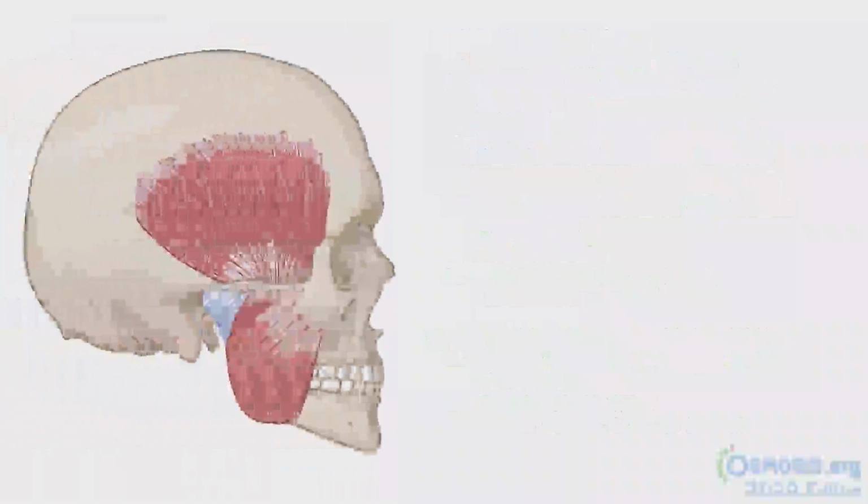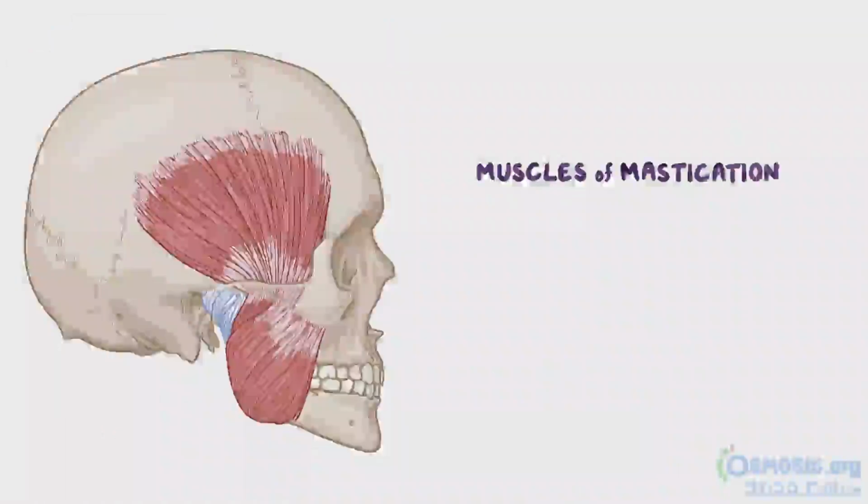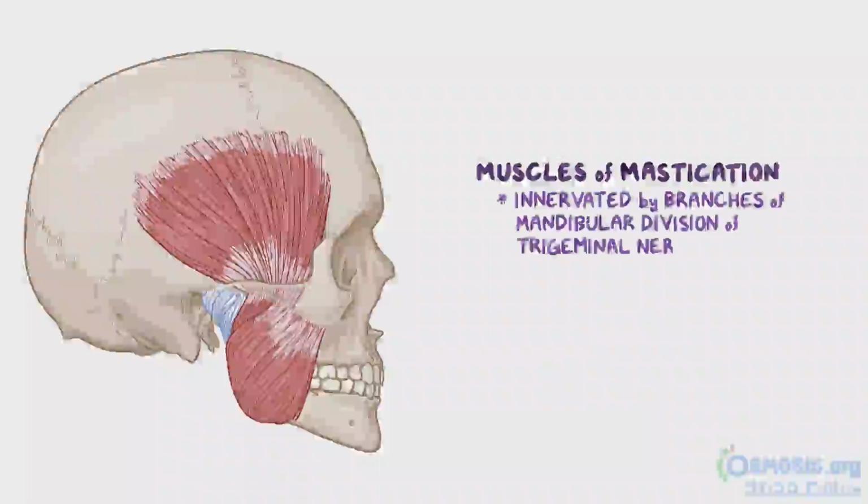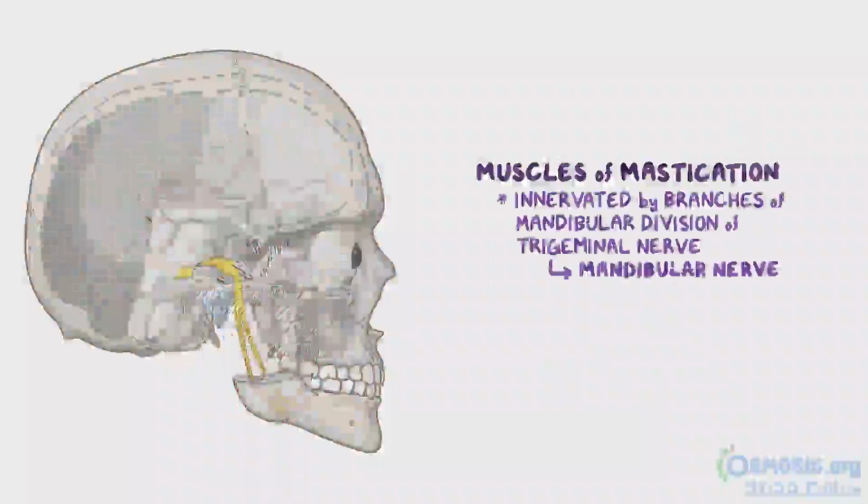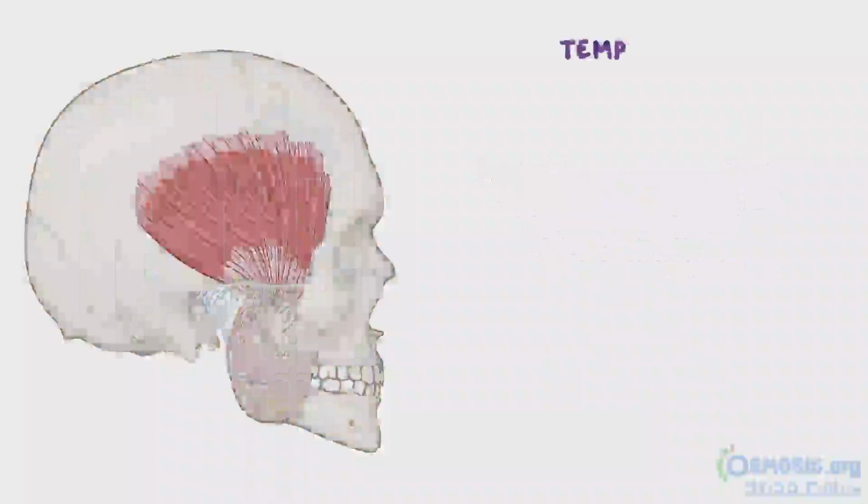Now, the joint can't move on its own. It needs muscles, specifically the muscles of mastication, which are all innervated by branches of the mandibular division of the trigeminal nerve, also known as the mandibular nerve. First up, there's the temporalis muscle.